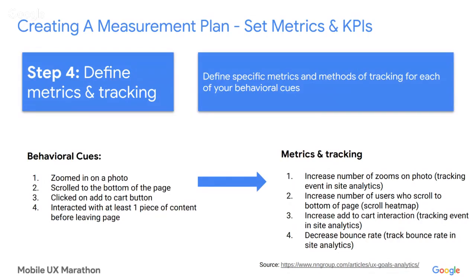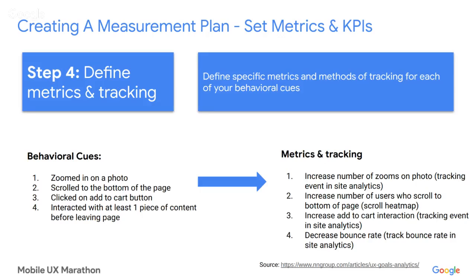Last, we define metrics and tracking methods for each of the behavioral cues we have selected in step 4, define metrics and tracking. You can see here that the behavioral cue, interacted with at least one piece of content before leaving the page, has translated into tracking decrease in bounce rate on the right side of the page. We will track this using the out-of-the-box Google Analytics functionality.